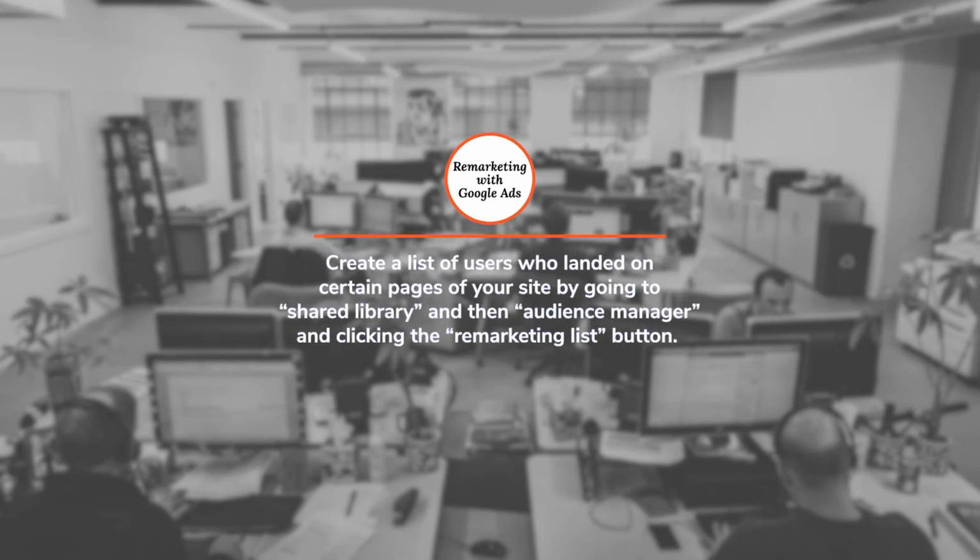Through Google Ads, you can add a remarketing tag on your website. This is the first step to building your remarketing list. Let's say we're just focusing on users who have visited a certain page. In Google Ads, you can create a list of users who landed on certain pages of your site by going to the shared library and then audience managers and clicking on the remarketing list. Google grabs users' IP addresses and stores them in that list to target with an advertisement later.